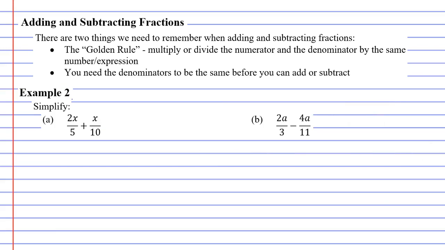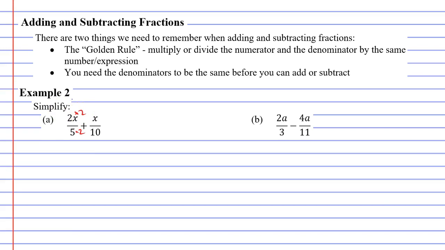So let's get into our examples now. You'll notice that these examples are trickier than the ones I did just before because these are algebraic fractions. Looking at question A, our denominators are different. So in order to add them up, they need to be the same. So I'm going to use the golden rule. I'm going to multiply both the top and the bottom by 2 for my first fraction. And the reason I know to do that is because 5 times 2 is 10, and then I'm going to have denominators that are the same.